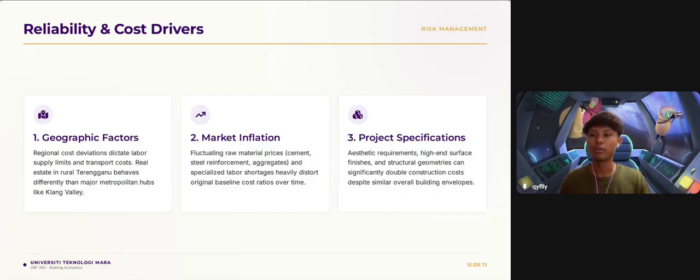When doing this estimate, we must watch for three big cost drivers. First is location. Building in a rural area like Terengganu costs differently than in a city center like Klang Valley. Second is inflation. The market price of steel, cement, and labor changes constantly. Third is the project quality. Luxury finish or difficult shape can easily double the price.